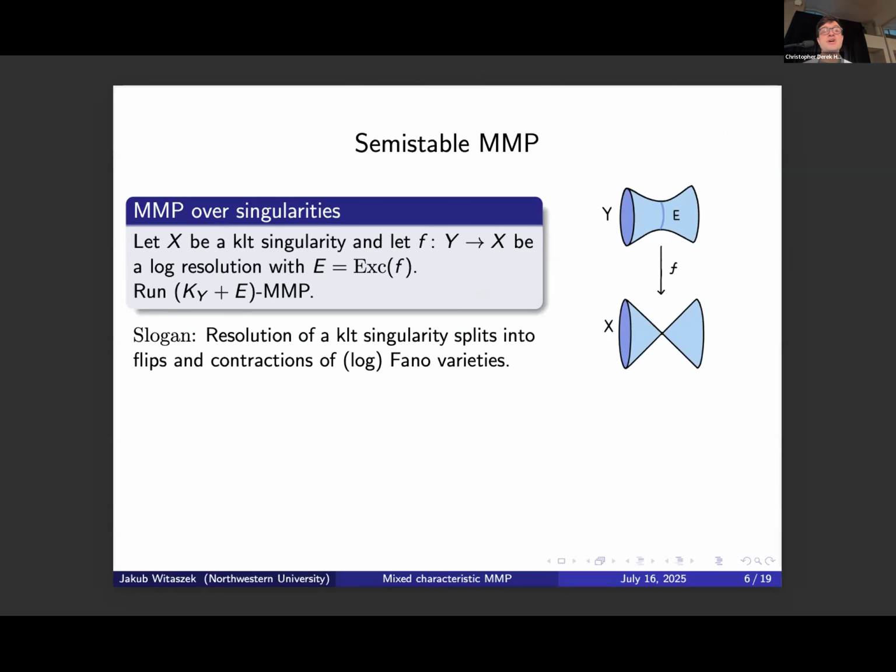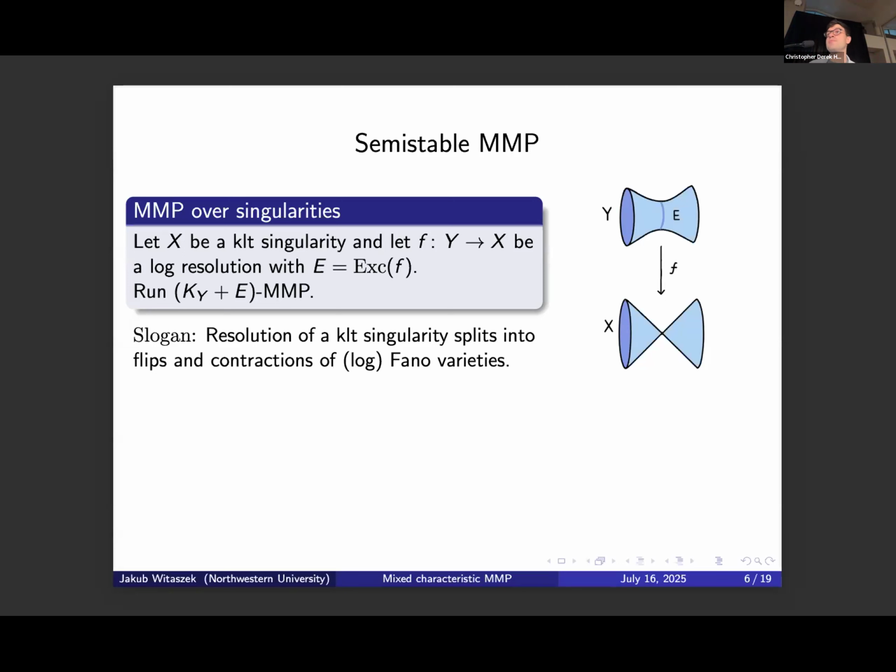And then what you can try doing is running the logarithmic minimal model program, whose goal is to make K_Y plus E as positive as possible. And we expect this minimal model program to terminate with the singularity X itself, which is known in very many cases. This sounds very technical, but the slogan is very simple. Every resolution of a KLT singularity splits. It can be highly complicated, but it splits again into basic blocks, just flips and just contractions of single Fano varieties. And so every time you'd like to study singularities, you can use MMP to simplify your problem.